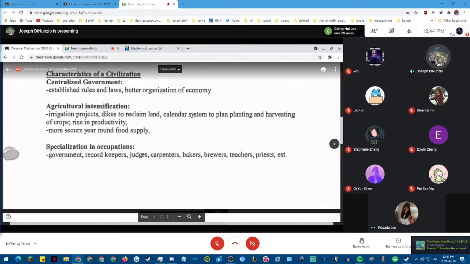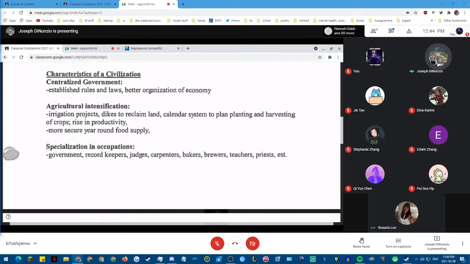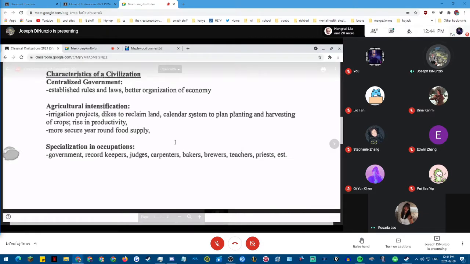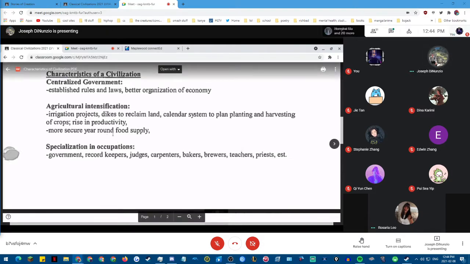Good. So you get a specialization in occupations. You start to get new jobs. People are starting to do new things, right? Not just going into the fields and the forest looking for mushrooms and berries, but they actually have real jobs now, okay? Teachers, priests, bakers, carpenters, weavers, etc.